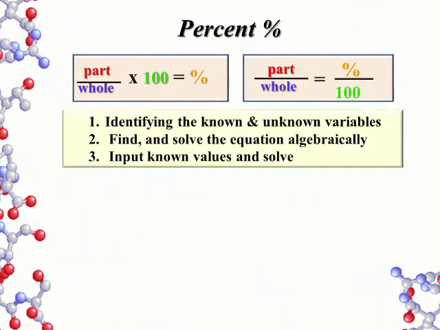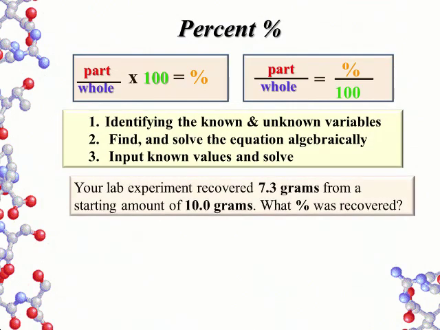Okay. On to some percent problems. Here's a typical problem using chemistry language. Don't worry if there are elements of the problem that you're not familiar with. We're only interested in using our problem-solving skills on a percent problem. Your lab experiment recovered 7.3 grams from a starting amount of 10.0 grams. What percent was recovered? We will use the 3 steps to consider the problem and solve the problem.